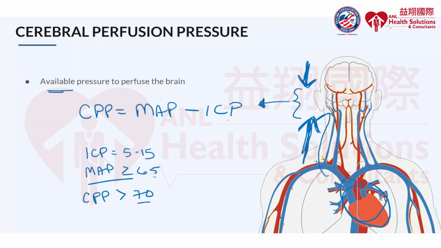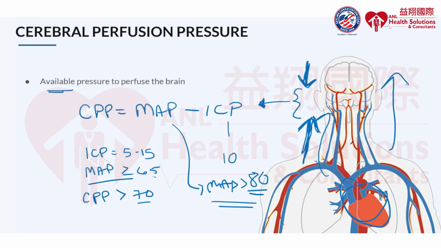So let's say you have a patient sitting here with an ICP of 10. If we want a CPP of 70, we're going to have a mean arterial pressure that is greater than 80. So a lot of times we'll actually intentionally either create hypertension or allow hypertension to keep that mean arterial pressure up, to make sure that we have that cerebral perfusion pressure that is sufficient to get that blood flow up to the brain where it needs to be.